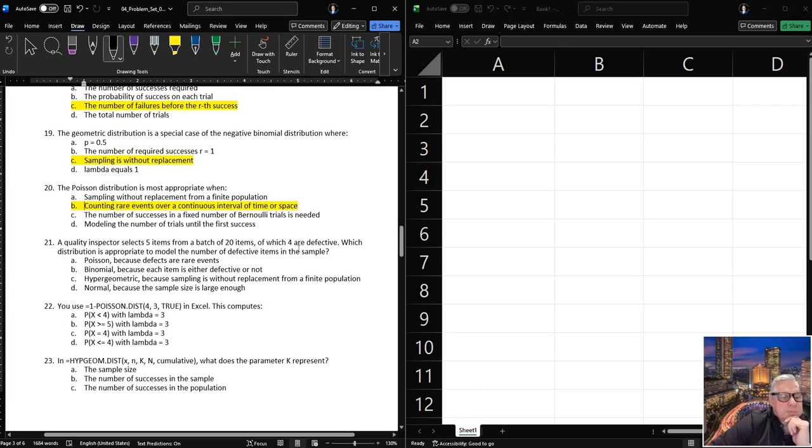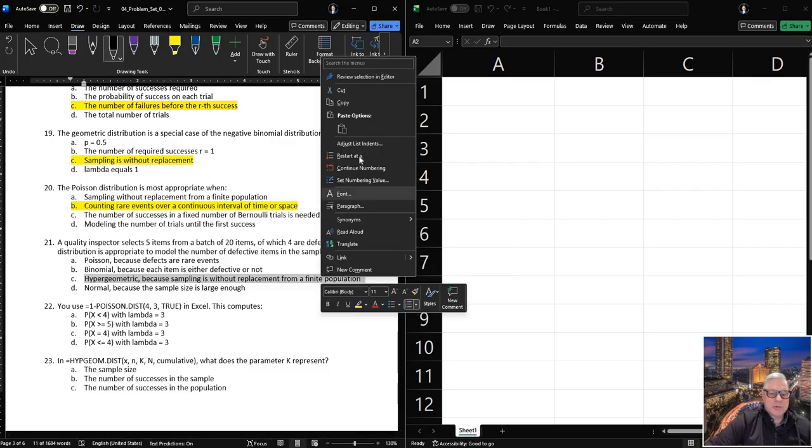A quality inspector selects 5 items from a batch of 20 items, of which 4 are defective. Which distribution is appropriate to model the number of defective items in the sample? Okay, so we essentially draw from a bowl, so it must be hypergeometric. And we draw from a bowl without replacement, obviously.